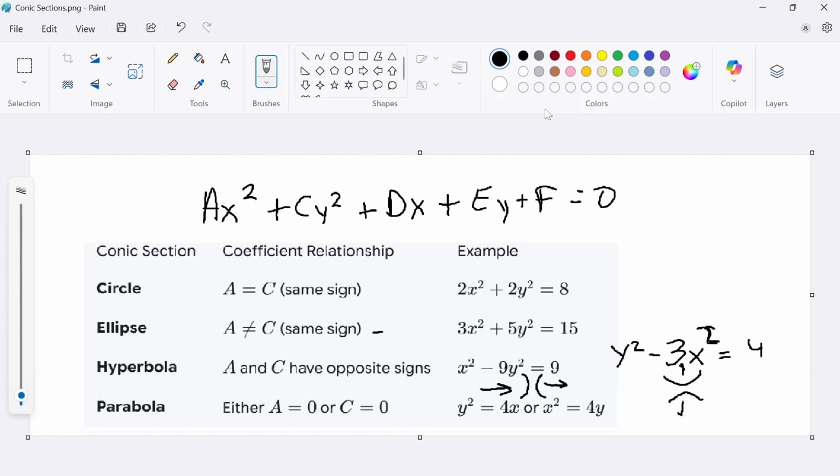And then, of course, there's a parabola. Either y is squared or x is squared, and the other one is not squared. So that's it. Some completing the square along with how to tell a circle from an ellipse, from a hyperbola, from a parabola.